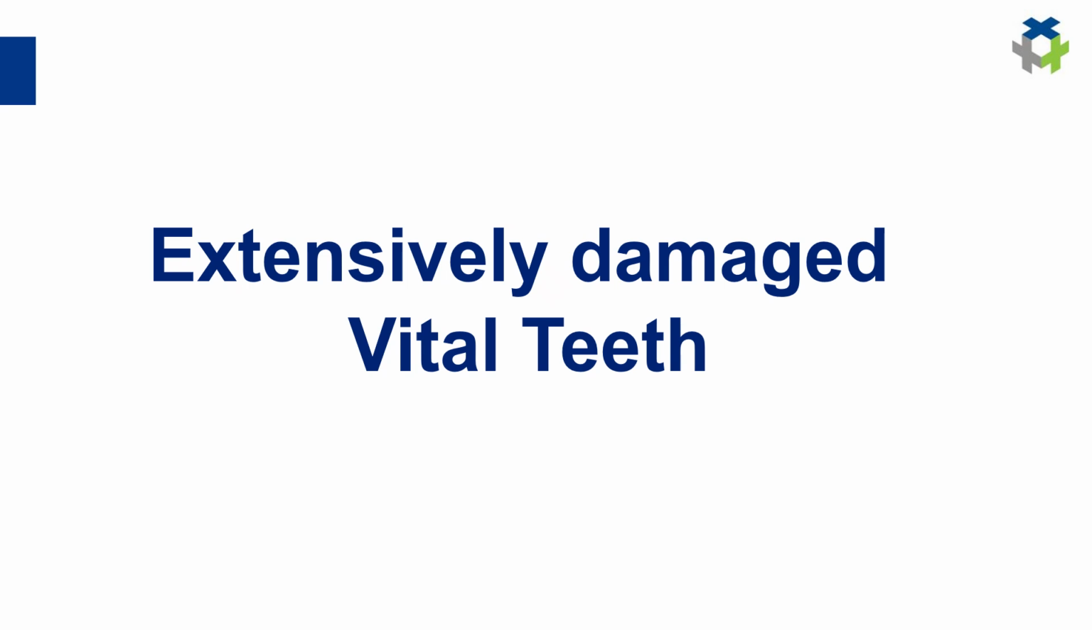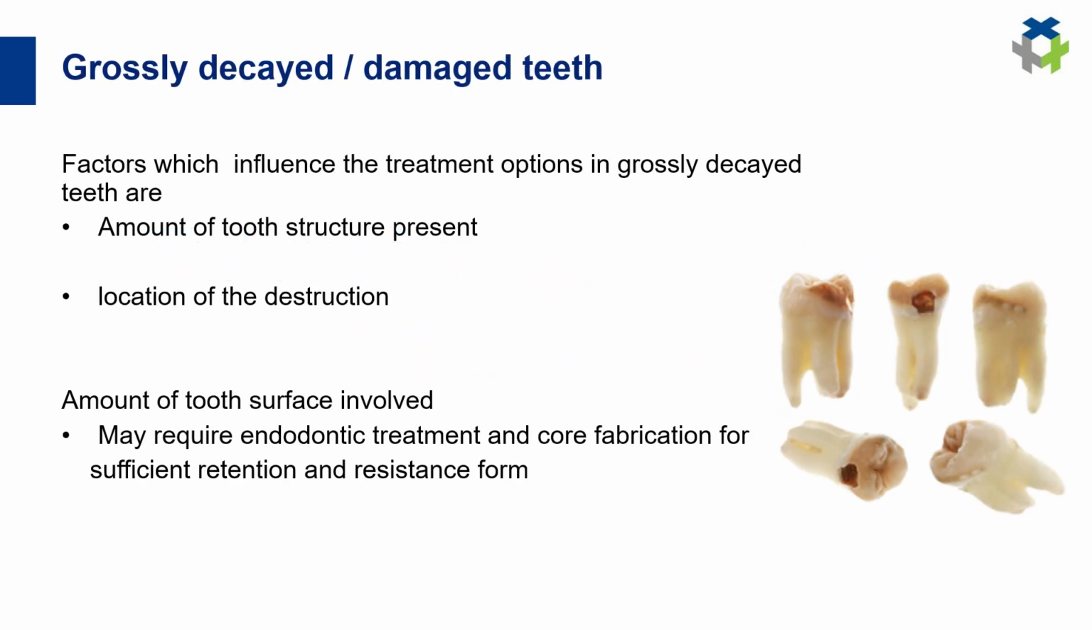So first let us talk about extensively damaged teeth which are vital, before going on to the non-vital teeth. How are we going to rehabilitate the damaged vital teeth? What are the reasons? First, the teeth may be grossly decayed or damaged because of caries or because of a tooth fracture. So the first thing we have to see is the amount of tooth structure which is present and the location of the destruction. We also have to see the amount of tooth surface involved, which if it is going very deep, then we have to defer this treatment, go for an endodontic treatment and then rehabilitate the teeth.